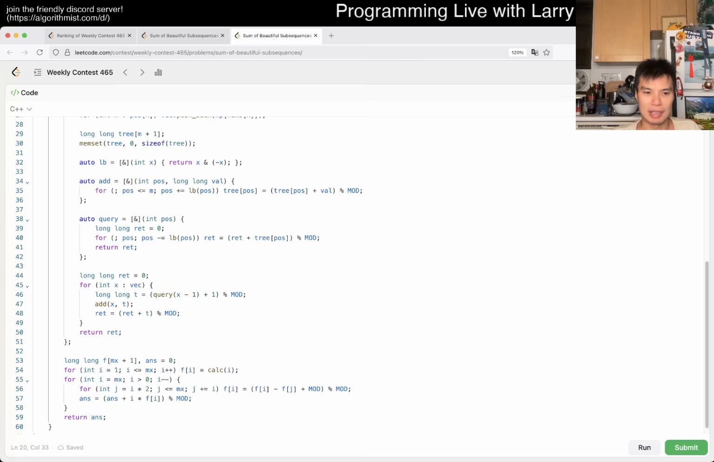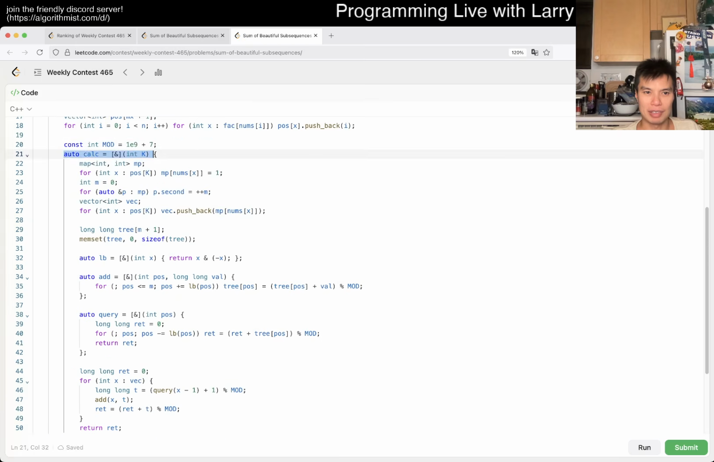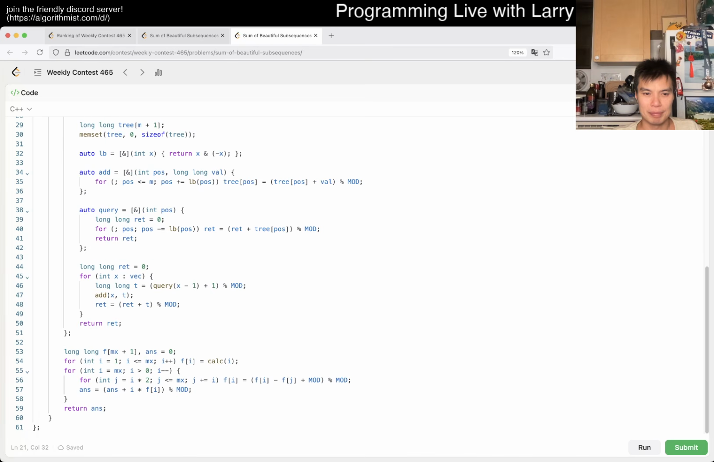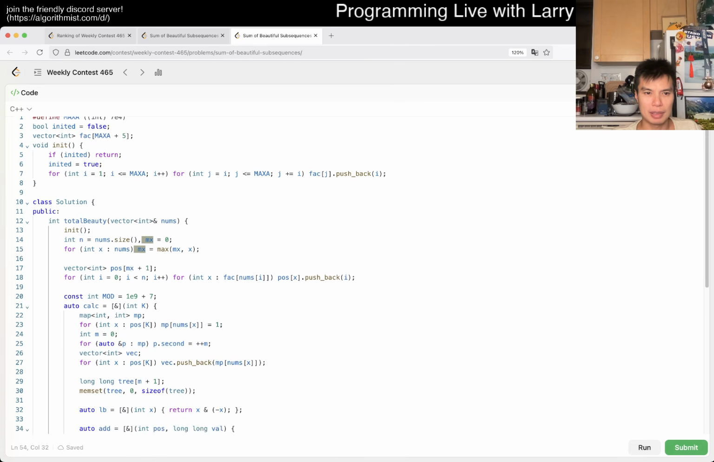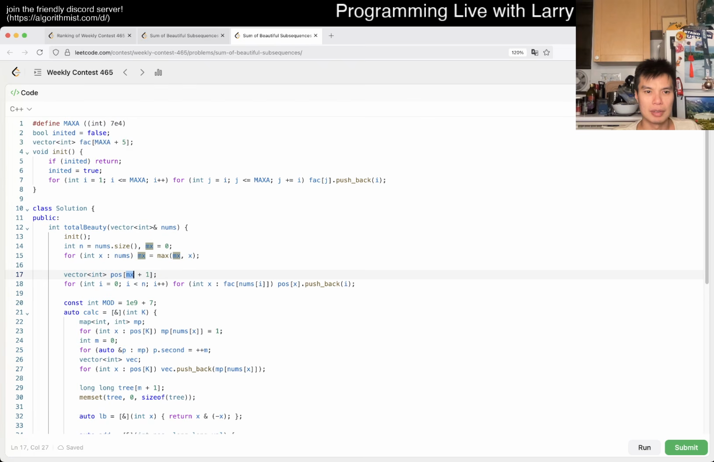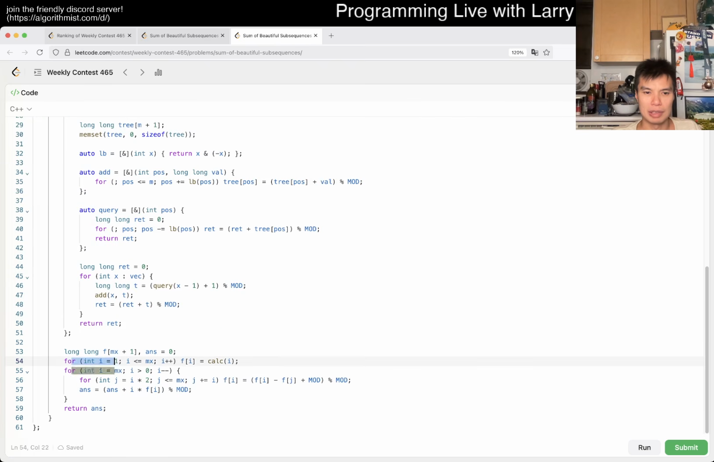We have this calculator function. I don't know what it does. What's calling this? So mx is the max number, I assume. Okay, so mx is the max number. So then we just f sub i is equal to calc sub i. What does that mean? Oh. Okay, so for every number we do a calc sub i.